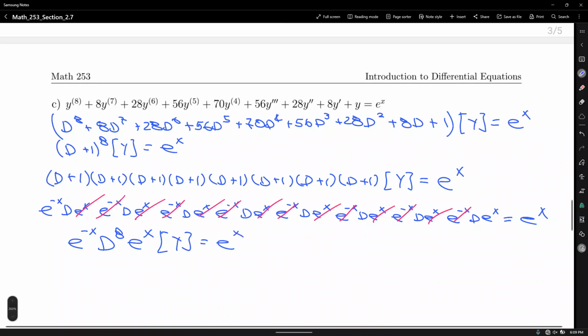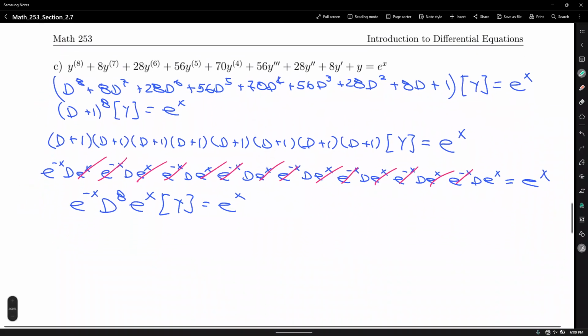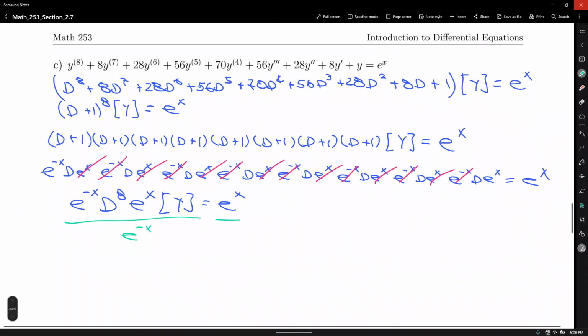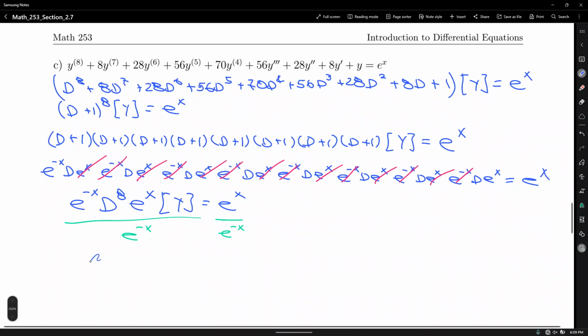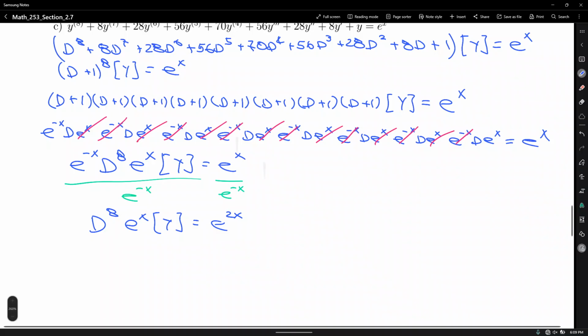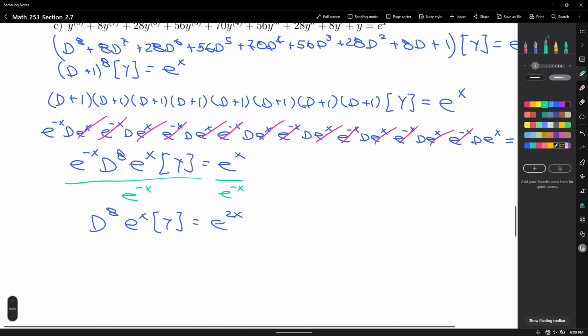All right, well, let's do the division on both sides by e to the negative x. That's D to the 8th, e to the x, acting on y, equals e to the 2x. You guys agree with this? Okay, well, let's divide both sides by D to the 8th. Well, the inverse of differentiating 8 times, what is that?